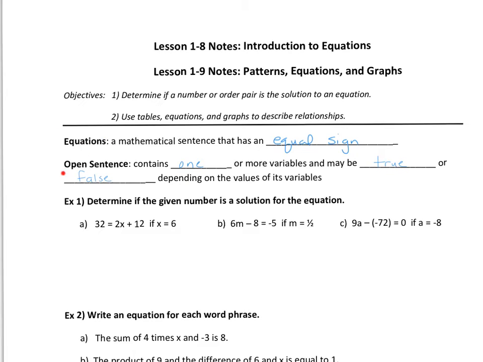We have what's called an open sentence. So an open sentence is an example right here. So this guy right down here is an open sentence. So we had 32 equals 2x plus 12. We have an unknown. And if we have an unknown, that's an open sentence. So it contains one or more variables. So again, you could have one, but we could also have a couple of different variables. And then it's going to be true or false depending on what value we give you for right now.